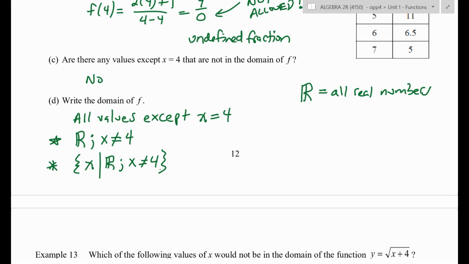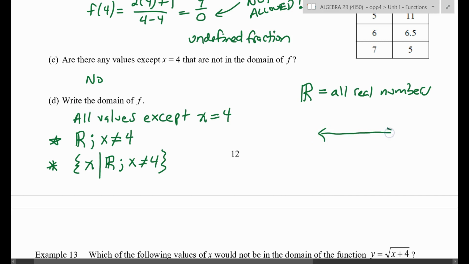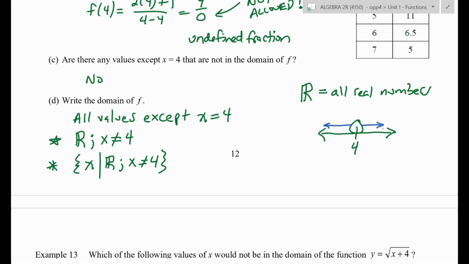Blake, this is where I figure out if people are paying attention. Ready? Because now I want to do this. Here's 4. Blake, how do I do everything except for that? Well, I put an open circle here, right? Because I can't be that. But then I want everything but that. So what am I going to do? I'm going to shade both ways. So what does that mean? That means everything except for 4.